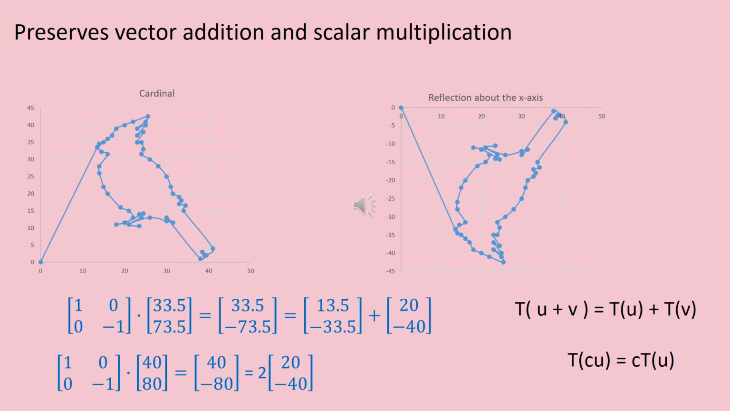And if I multiplied one of the points, I just picked the 20, 40, by 2. So 20, 40 became 40, 80. And I apply the transformation to get 40, negative 80. That's the same as 2 times 20, negative 40. And 20, negative 40 was the image that we got when we applied it to 20, 40 in the first place. So scalar multiplication is preserved. T of c times u is the same as c times T of u.